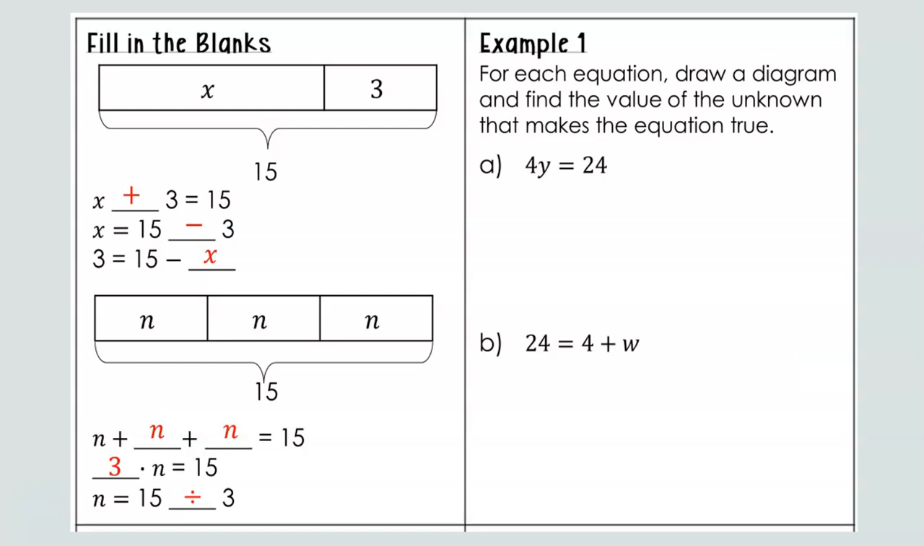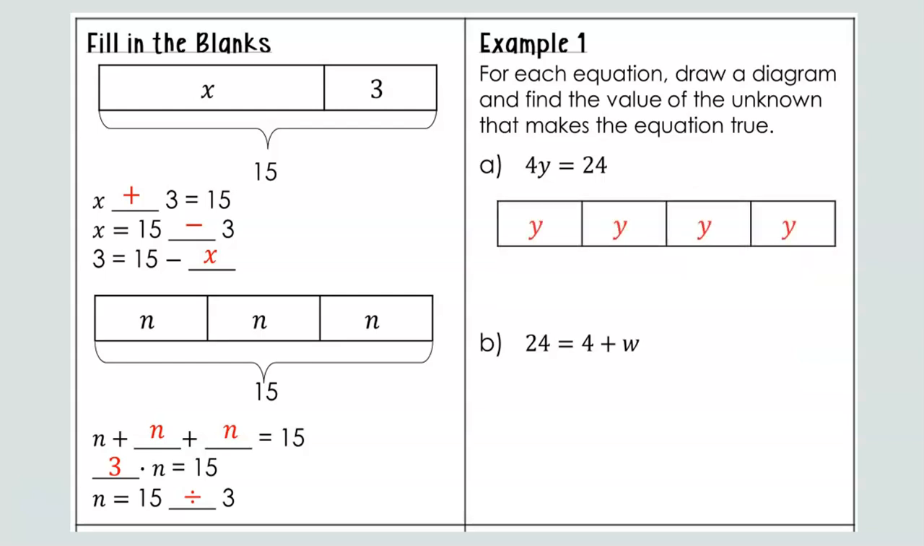For example 1, for each equation, draw a diagram and find the value of the unknown that makes the equation true. So on one side of the equation we have 4 y's, and the other side shows 24, so that means the entire thing equals 24. So if we're splitting 24 up equally between those 4 groups, that tells us that y has to have a value of 6.